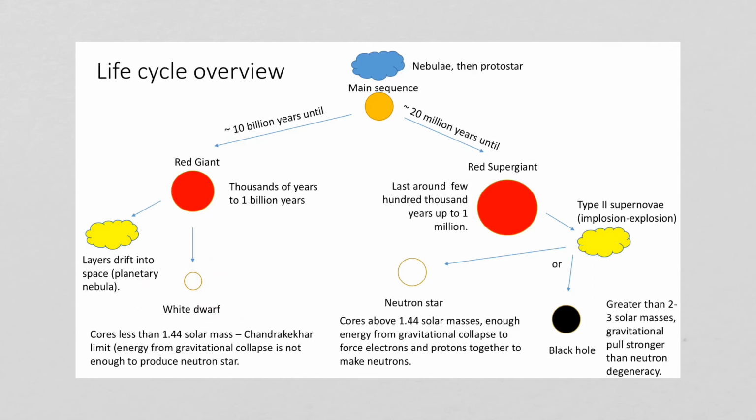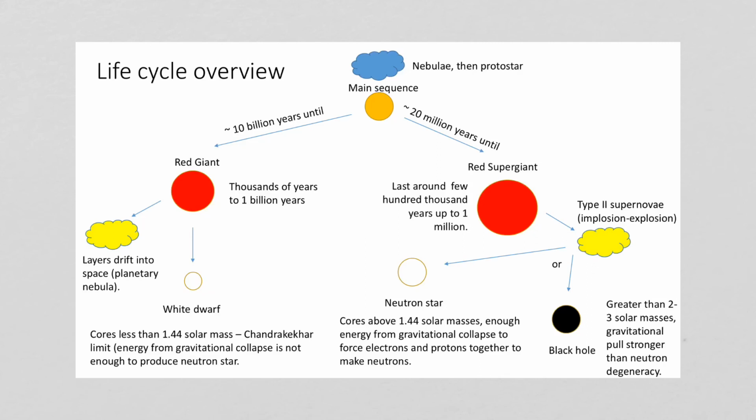However, a star much larger will take the other path. Notice 20 and 10, that's not necessarily the important bit. This side is billion years, this side is million years, so a far shorter amount of time. It's easy to assume 20 is bigger than 10, but you really need to appreciate the million versus the billion. So if it's a lot larger than our sun, then it will be about 20 million years until it turns into a red supergiant. And these ones last, again, because they're a lot bigger, a lot less time.